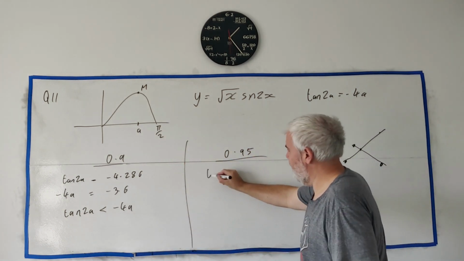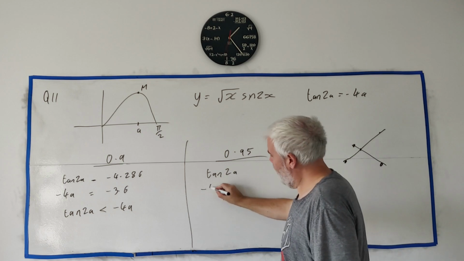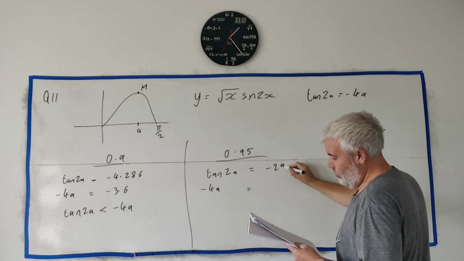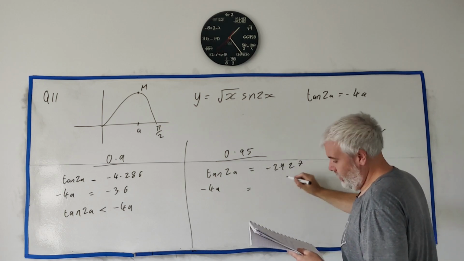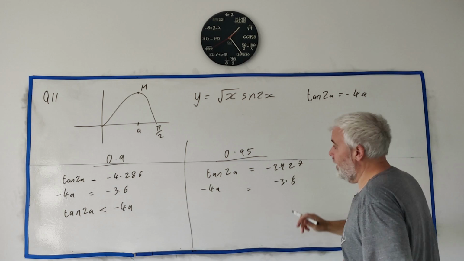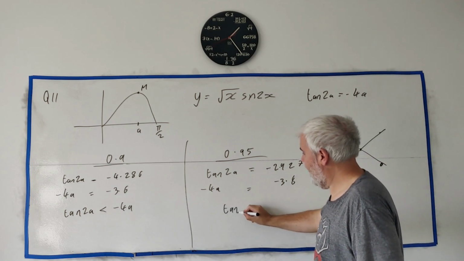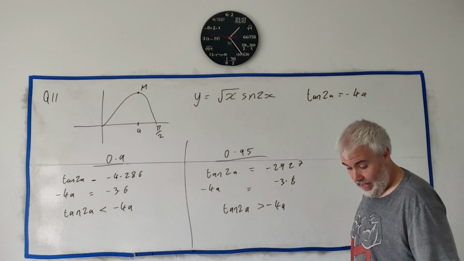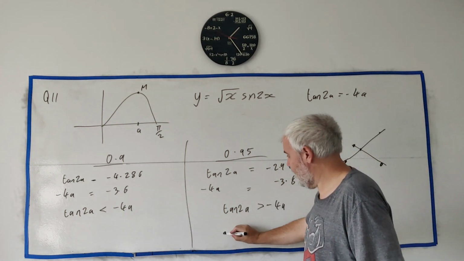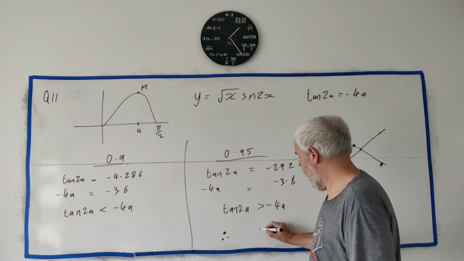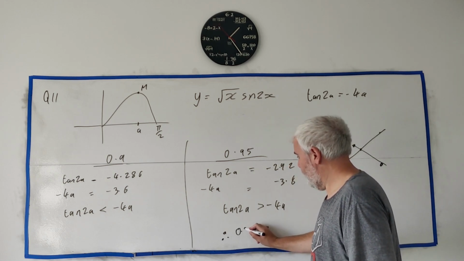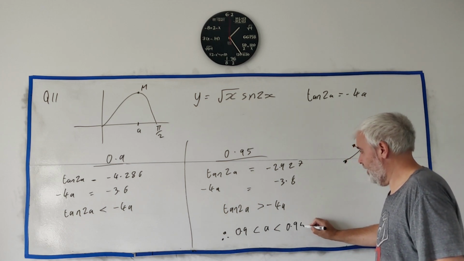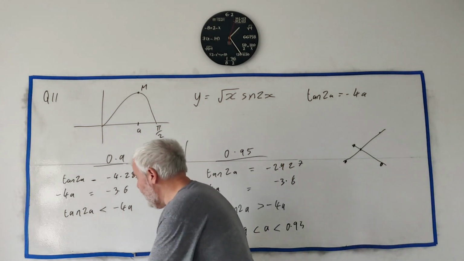And I do the same over here, tan 2a and minus 4a, find out what both of them are. This one is minus 2.927, this is minus 3.8. This time I'd point out that tan 2a is bigger than minus 4a. And that would be it. I'd write therefore a is between 0.9 and 0.95. This is enough to show me.